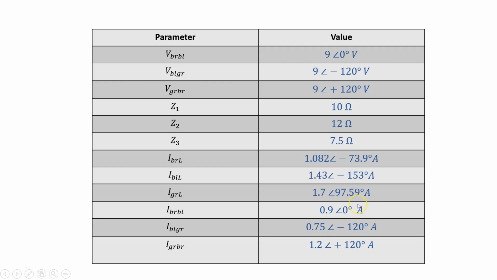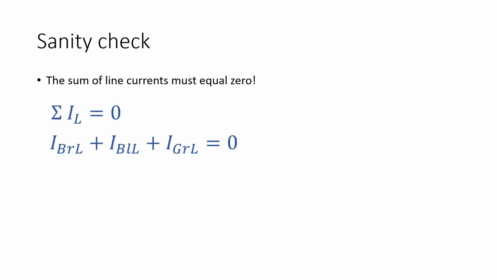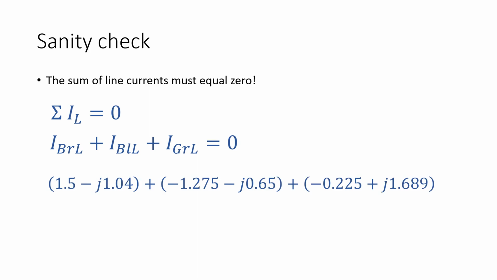So just to double check that we've calculated all this correctly, we have a sanity check. And this states that the sum of the line currents must be 0. So if you add up all of your line currents, they should equal 0. If they've not, you've gone wrong somewhere. So here in this case, it's more or less 0. Rounding errors bring it to just a very small 2.5 times 10 to the -4. So very small rounding error, but more or less 0.